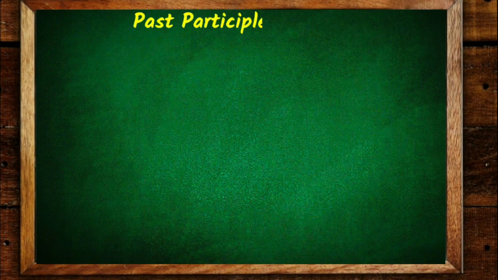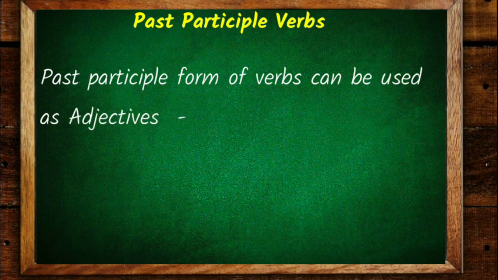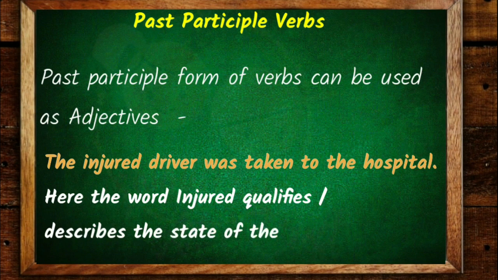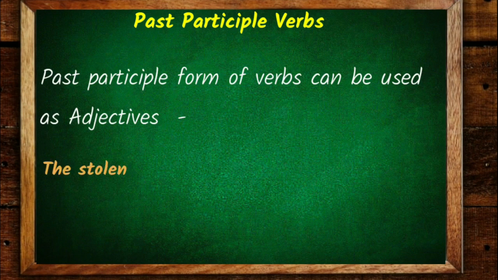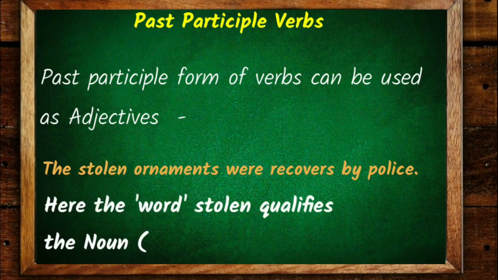Now, let's see some past participle verbs. Past participle forms of verbs can be used as adjectives. The injured driver was taken to the hospital. Here, the word injured qualifies or describes the state of the noun, that is, the driver. Another example: the stolen ornaments were recovered by police. Here, the word stolen qualifies the noun ornaments. That is because a past participle is also called a verbal adjective.